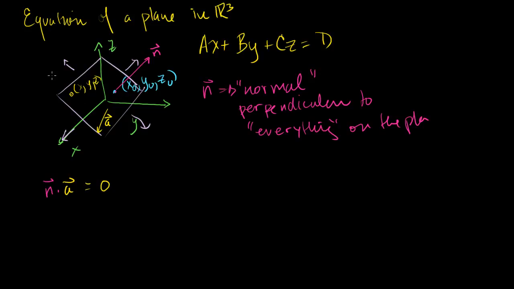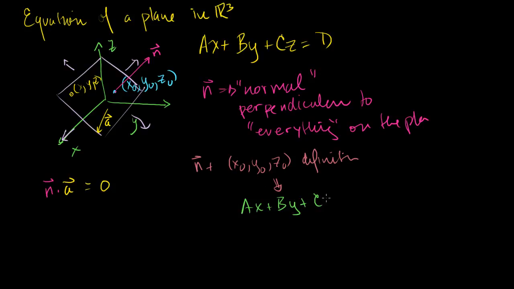So let's see if we can use this definition of a plane. I don't want to do the n plus some x naught, y naught, z naught definition. And if I can go from that to just the standard linear equation definition, ax plus by plus cz is equal to d. Let's see if there's some way where, based on what we already know and using this information, that we can do that.